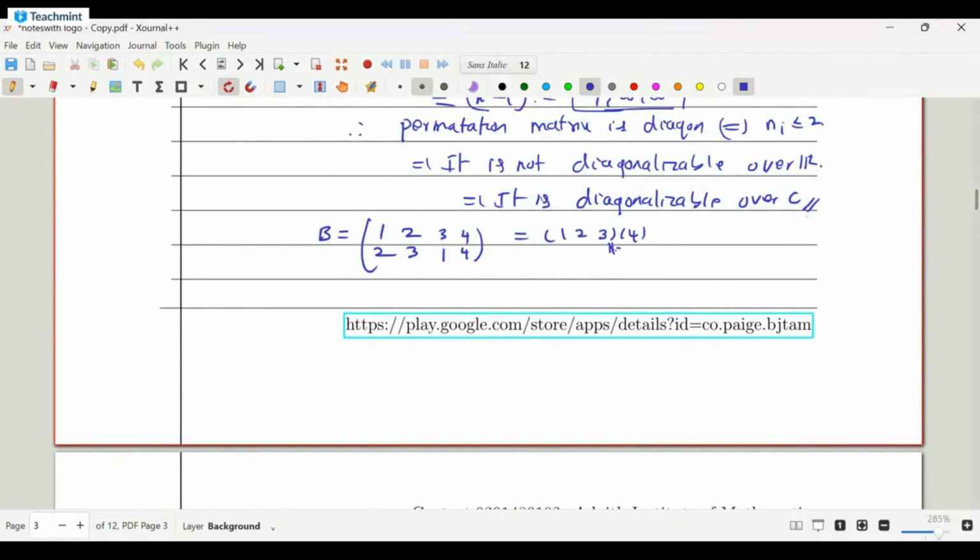n1 is 3 and n2 is equal to 1, sir. So what is the characteristic polynomial? C of x is equal to x cube minus 1 into x power 1 minus 1, which is equal to x cube minus 1 into x minus 1.